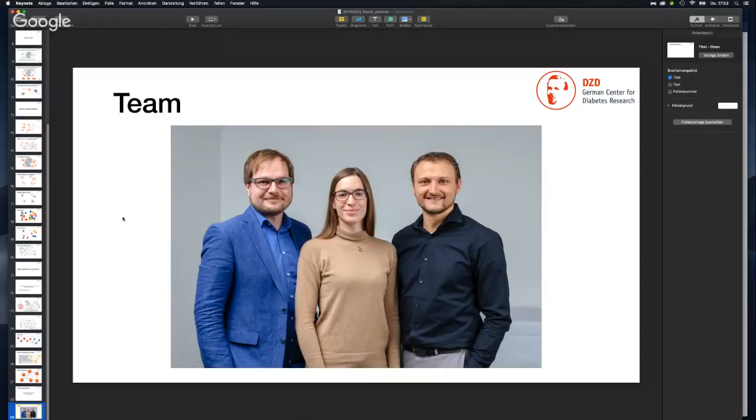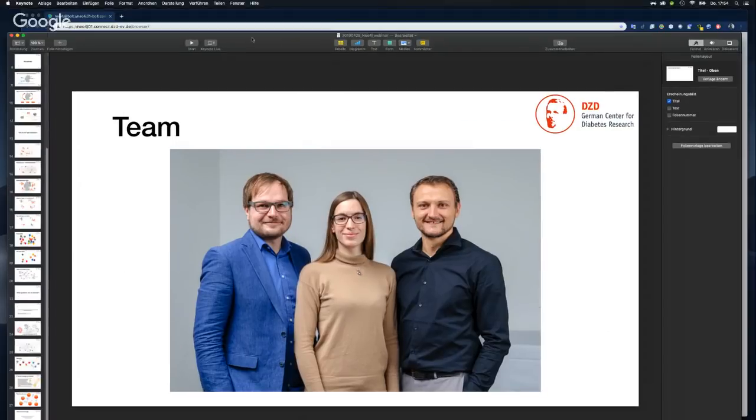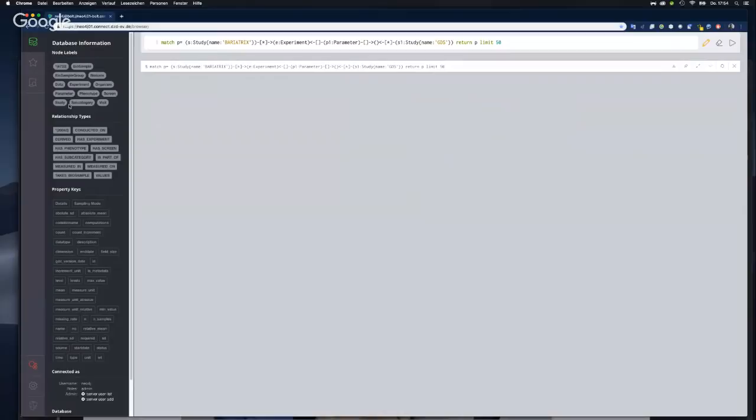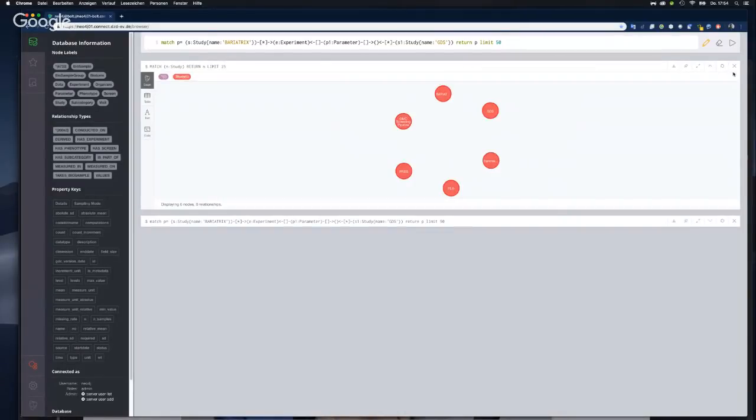Just to thank Anya and Tim. So this is my team. So we are 3 people that are managing this database, and I can maybe give you a short glimpse of what we can show you from the Neo4j database. For example, when we click here on studies.